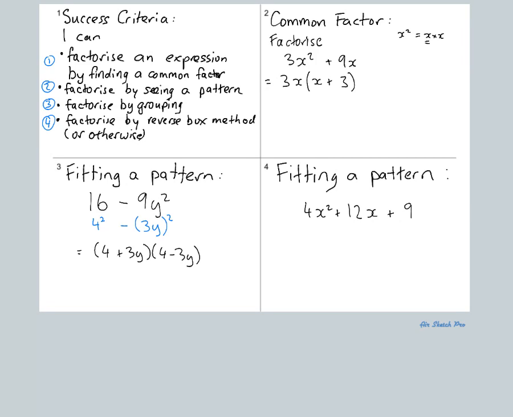Clearly, it is not a difference of 2 squares. Hot tip, when you've got 3 terms, it's not a difference of 2 squares, right? Because it's 3 terms. And there's no minuses there either. That's the second hot tip. So I know it's not a difference of 2 squares, but is it a perfect square?